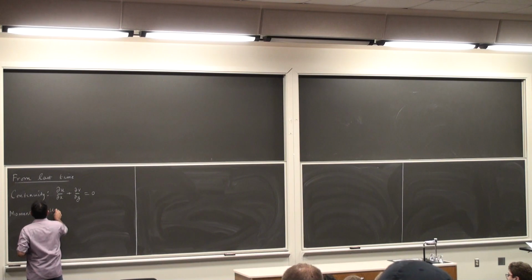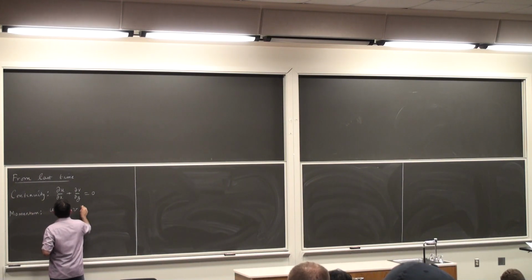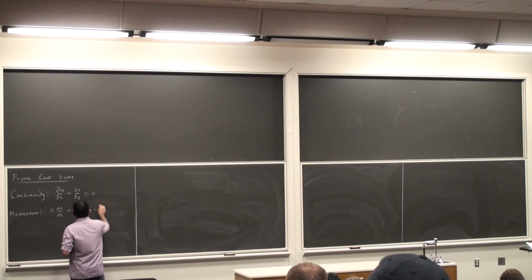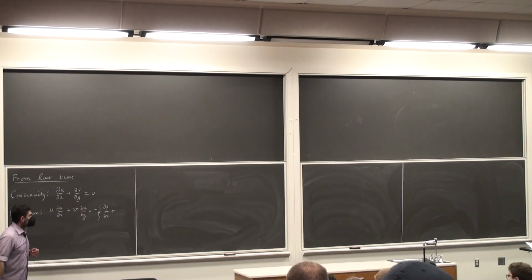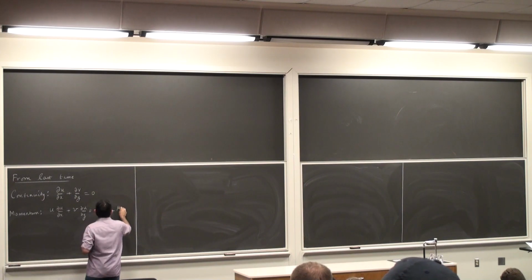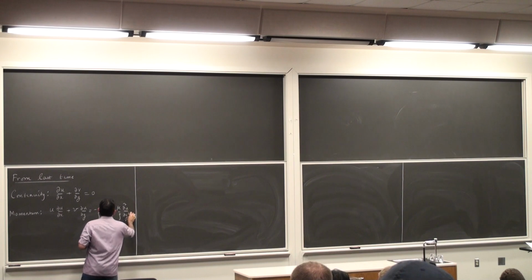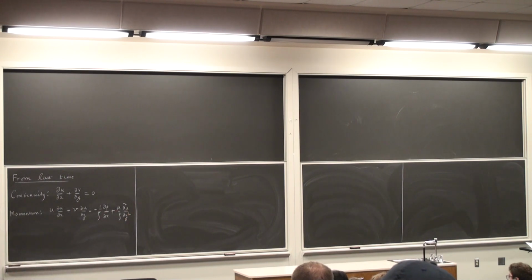It is u du/dx + v du/dy is minus 1/rho dp/dx, plus mu/rho d squared u/dy squared. We are doing this for flat plate flow, by the way, 2-dimensional.